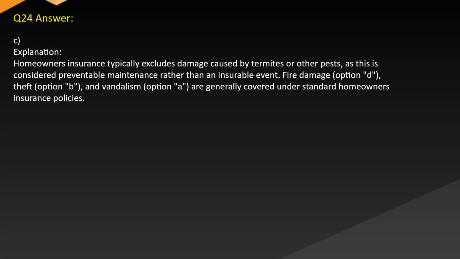Answer: C. Explanation. Homeowners insurance typically excludes damage caused by termites or other pests, as this is considered preventable maintenance rather than an insurable event. Fire damage, option D, theft, option B, and vandalism, option A, are generally covered under standard homeowners insurance policies.